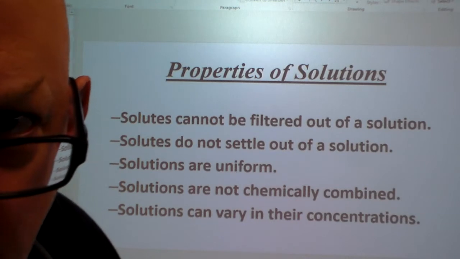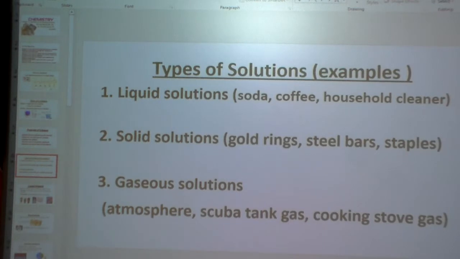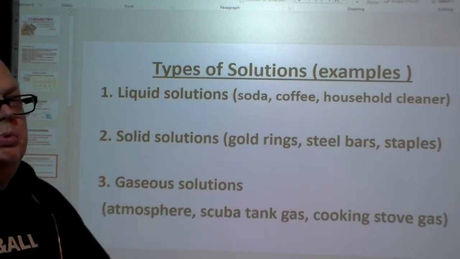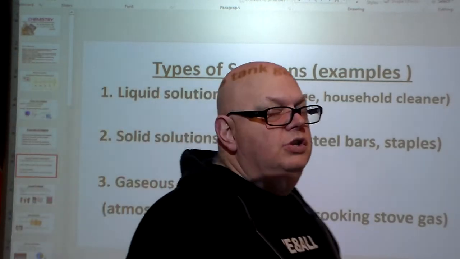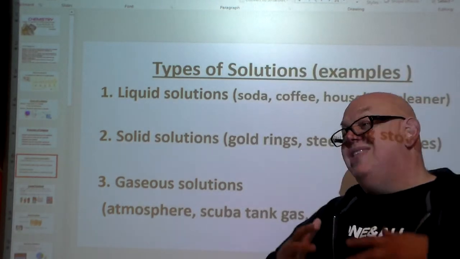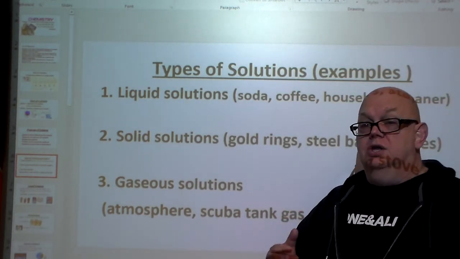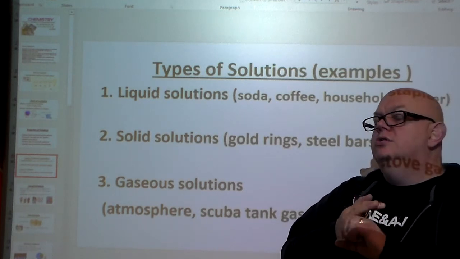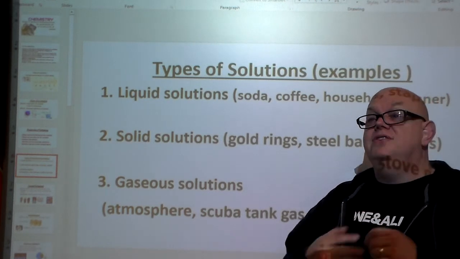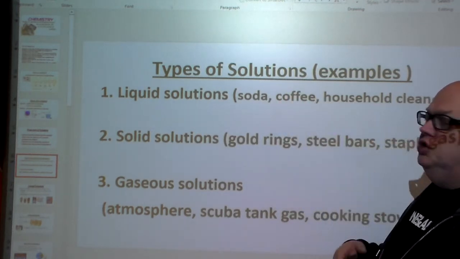Okay? So let's keep going here. You now get the idea. You have a solution. It's a homogeneous mixture. You know that the solution has two main parts. There's the solvent that does the dissolving and the solute that gets dissolved. You know that there are properties of solutions. They stay uniform. The solute does not settle out. And the solution can be of different concentrations. But now we're looking at types of solutions with examples.